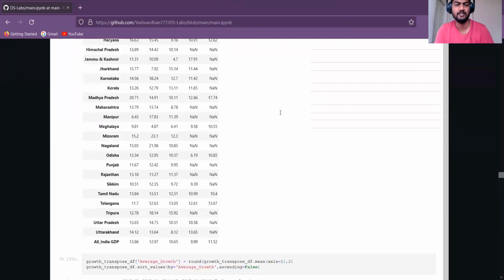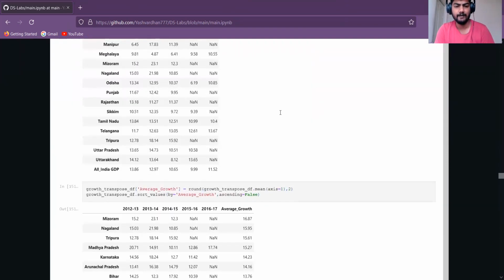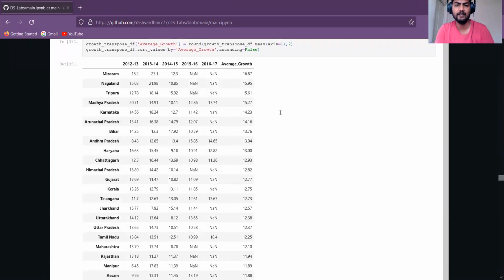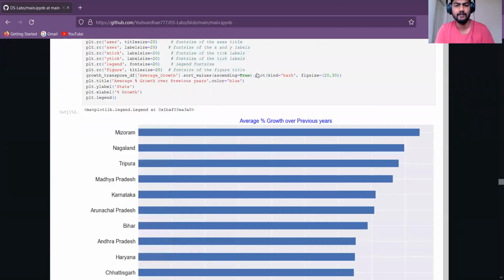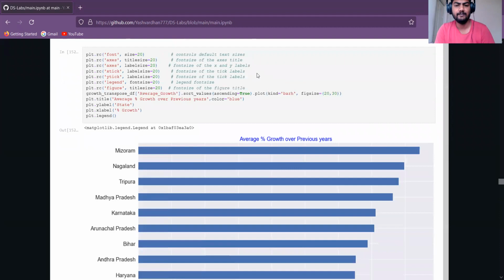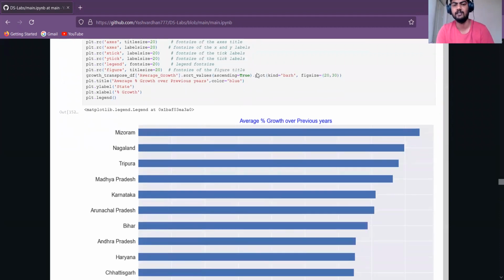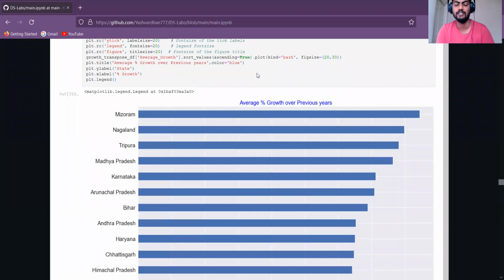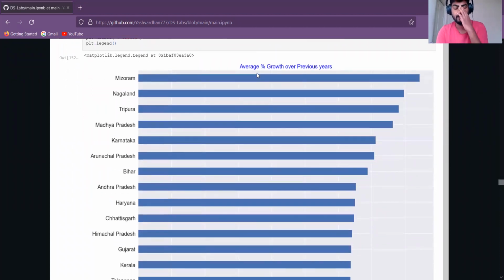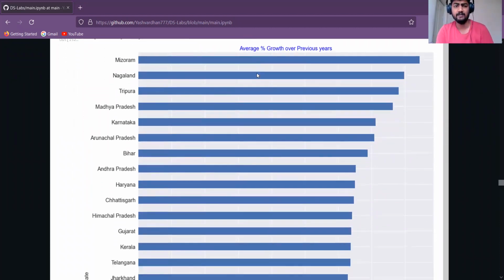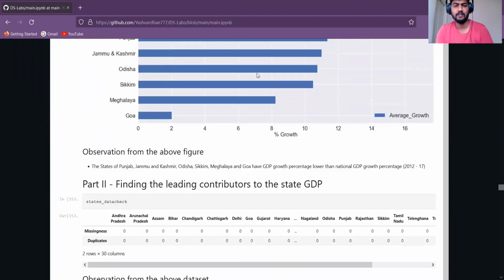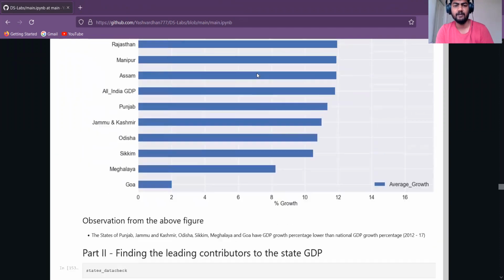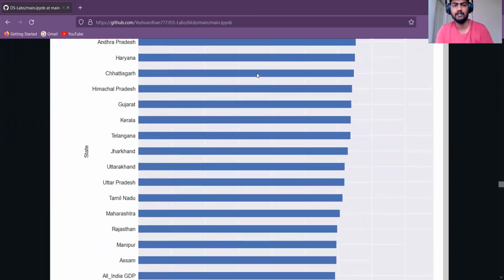We calculate the average growth percentage for each year, and we calculate the average growth. For example, for Mizoram it is 16.87, for Nagaland it is 15.95, and we made a bar chart for the average growth percentage for each of the states over the previous years. For example, as we can see from the screen, it is Mizoram, Nagaland, Tripura, Madhya Pradesh, and similarly for each of the states.